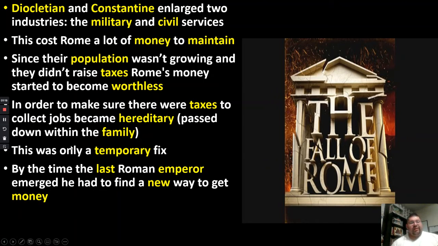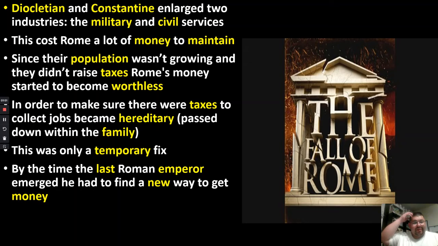All right, so Diocletian and Constantine enlarged two industries. These are typically industries that a lot of people like, but the thing is, they cost a lot of money, and that's the military and civil services. Civil services would be stuff like cops, environment, and welfare and things like that. Now this costs Rome a ton of money to maintain and to keep it that way.